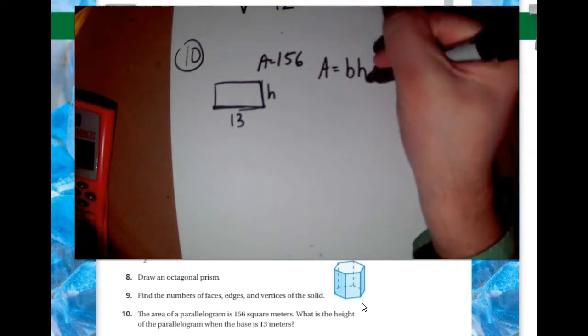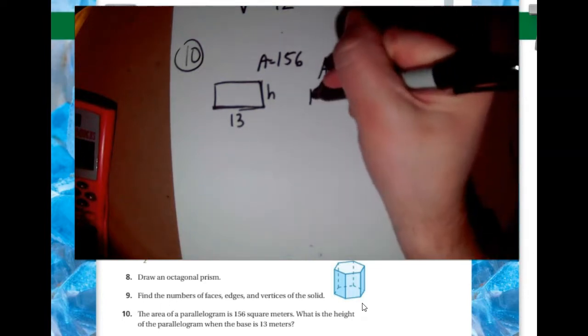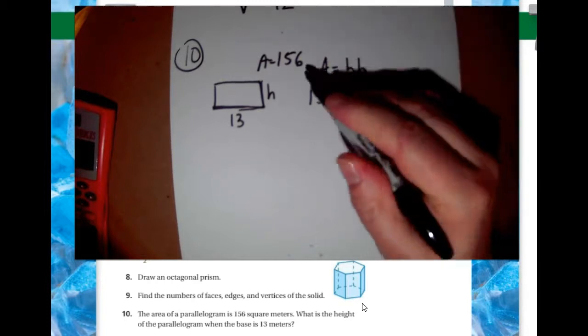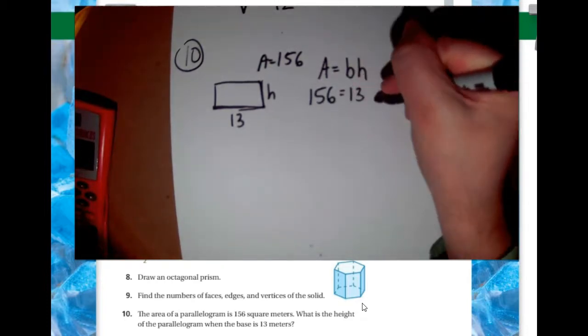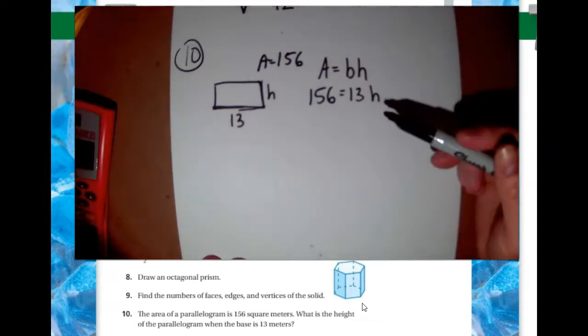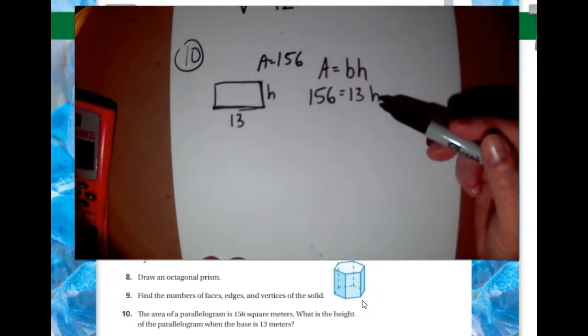Area equals base times height. I'm going to plug in what I do know. I do know that it's 156 for the area. I do know that the base is 13, and I don't know the height. Guys, this takes me back to the section on solving equations.